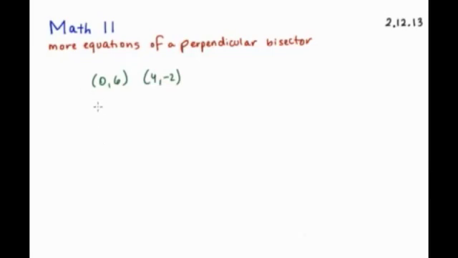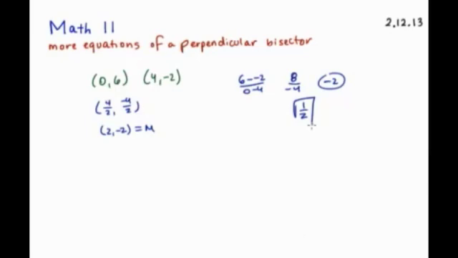So let's find the midpoint. That's going to be 2, negative 2 is the capital M. Find the slope. 6 minus negative 2 over 0 minus 4. That's 8 over negative 4. So our regular slope is negative 2, but our perpendicular slope will be positive 1/2.